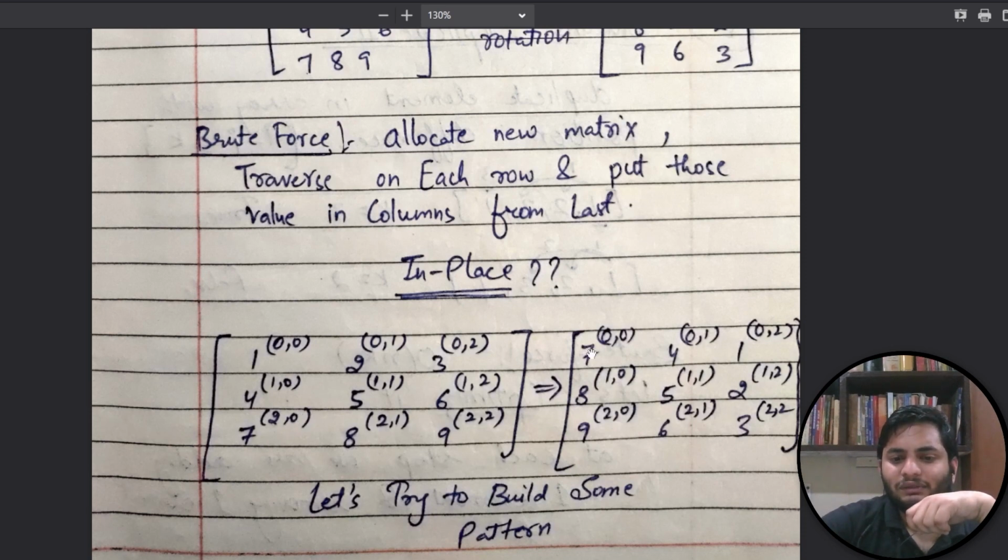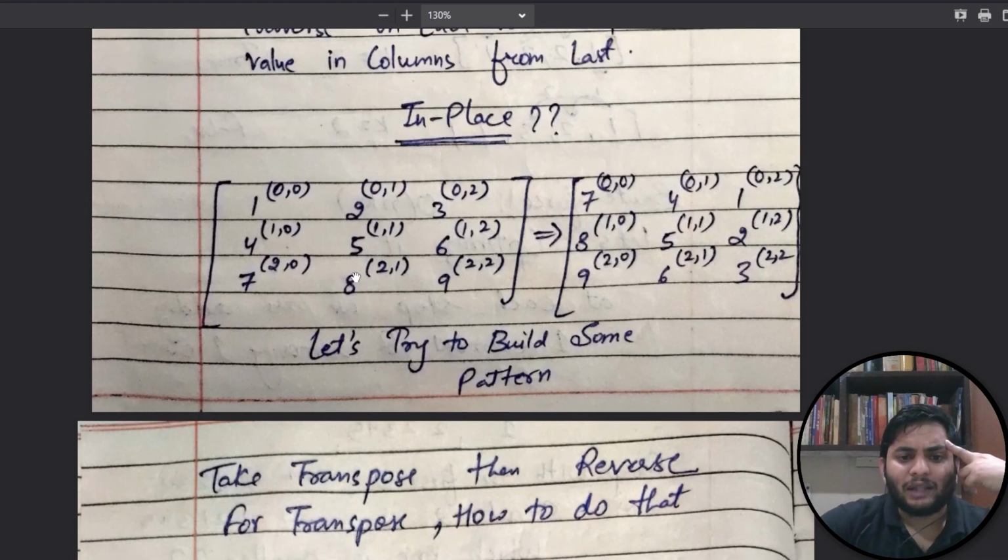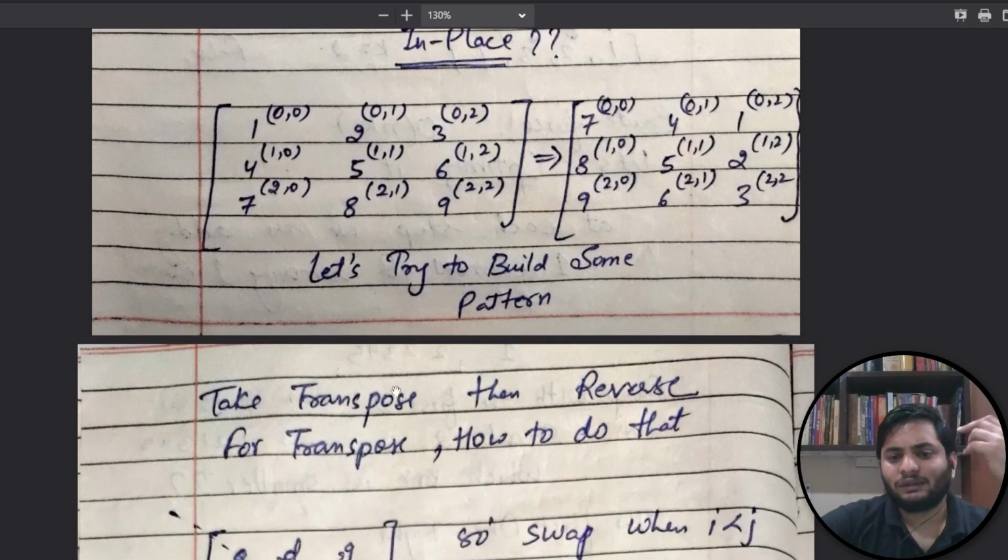So for 7 it is this, 0 comma 0, 0 comma 2. It should be at this position, but it is at this one. So it just swapped its position from the last one. So let's try to build some pattern. That is the pattern key. And for ij to swap, to make it ji, that means the transpose. So first thing is take the transpose and then reverse.